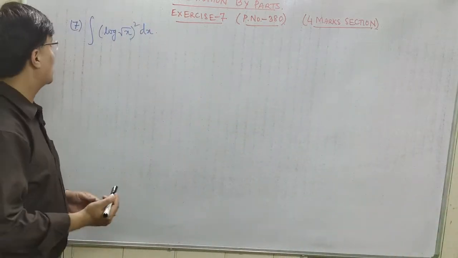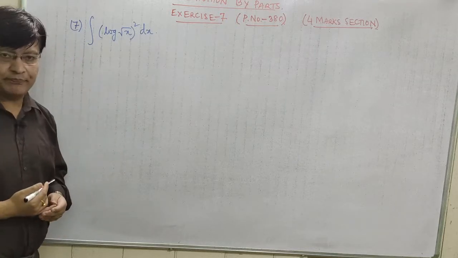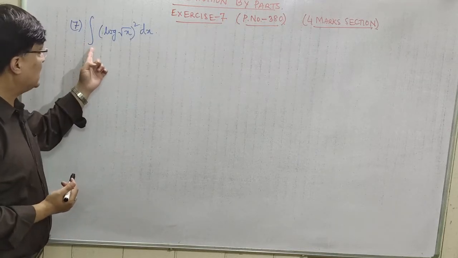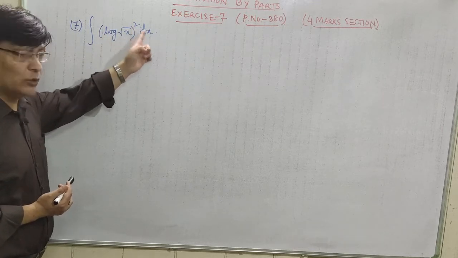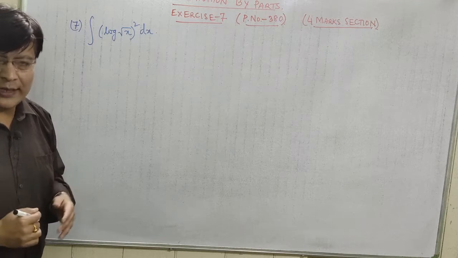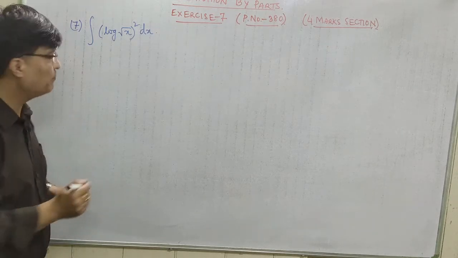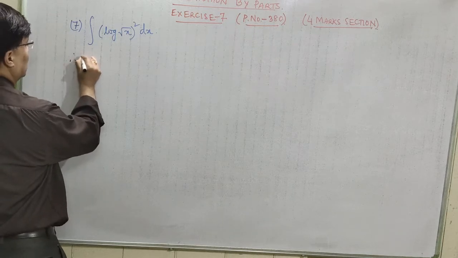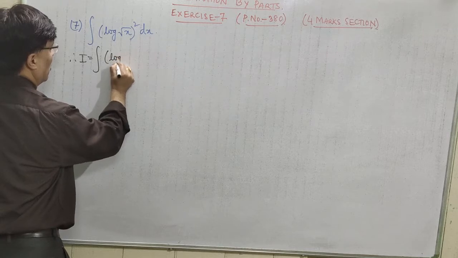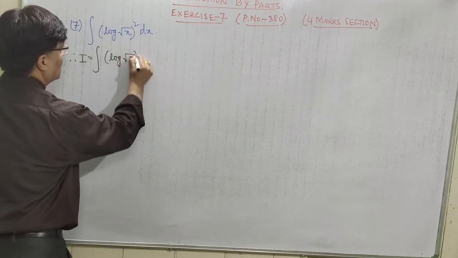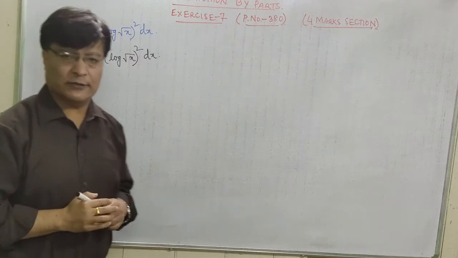So now we'll do the next question, that is question number 7. So let us evaluate this integration. The question is integration of within bracket log root over x whole square dx. So let us simplify this expression first. So let us write again here I is equal to integration of log root over x whole square dx. So let us simplify it first.